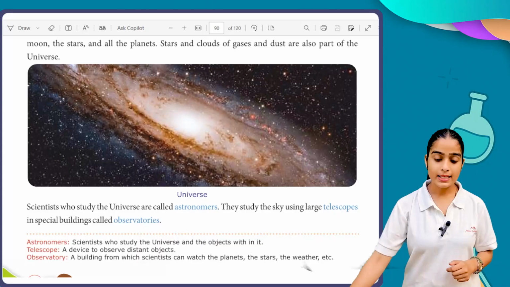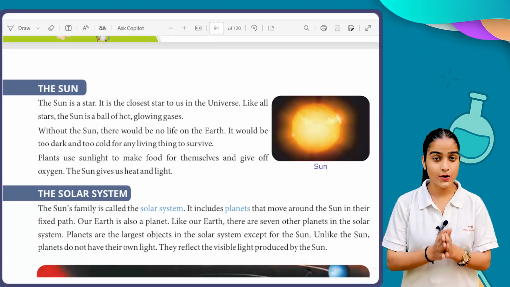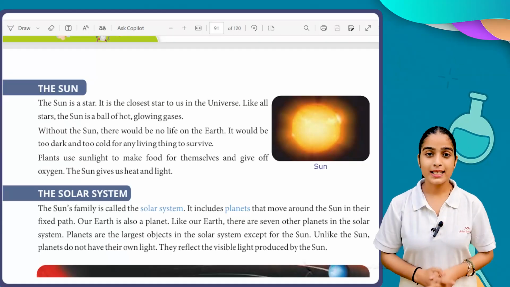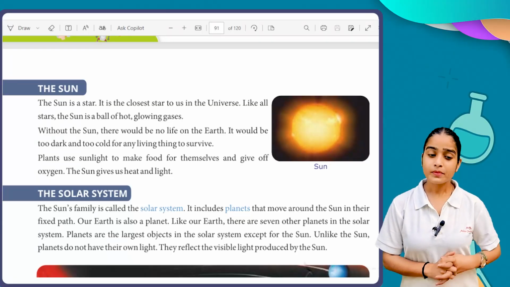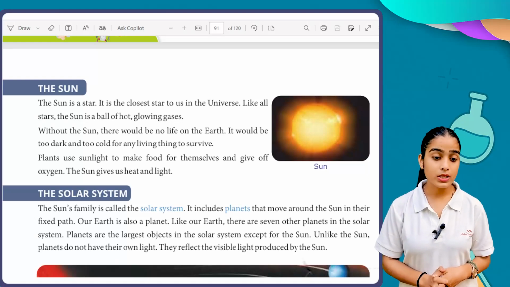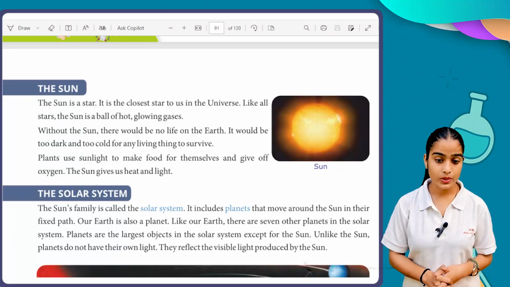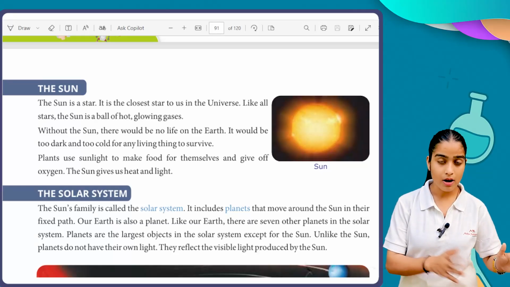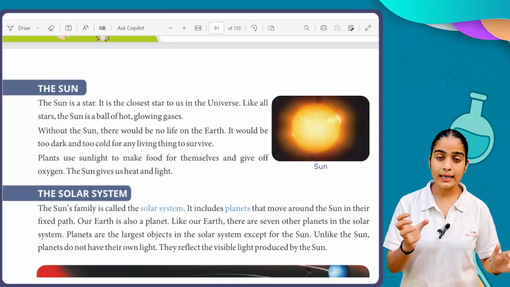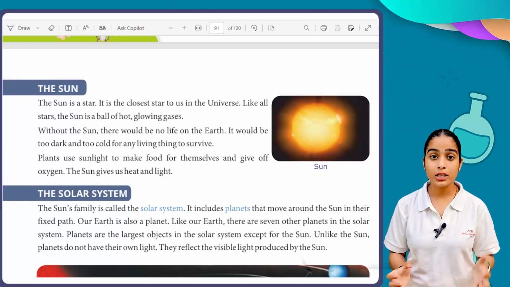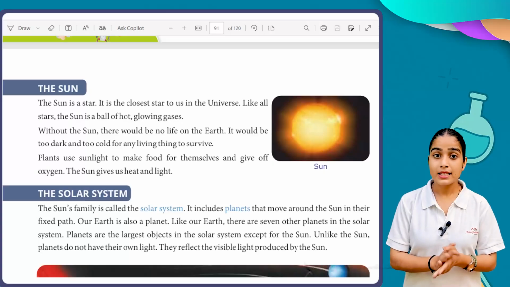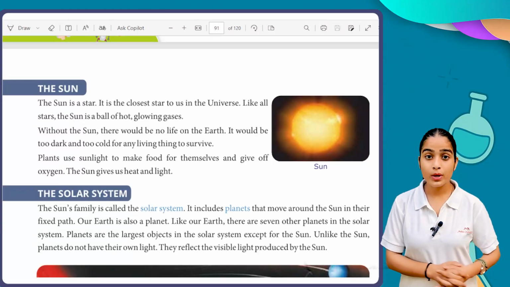Next, we have our first object, the sun. We all see the sun in the morning, right? Now, the sun is a star. It is the closest star to us in the universe. Like all stars, the sun is a ball of hot glowing gases. So what we understand here is that the sun is a star, the closest one to us, and it is referred to as a ball of hot and glowing gases.